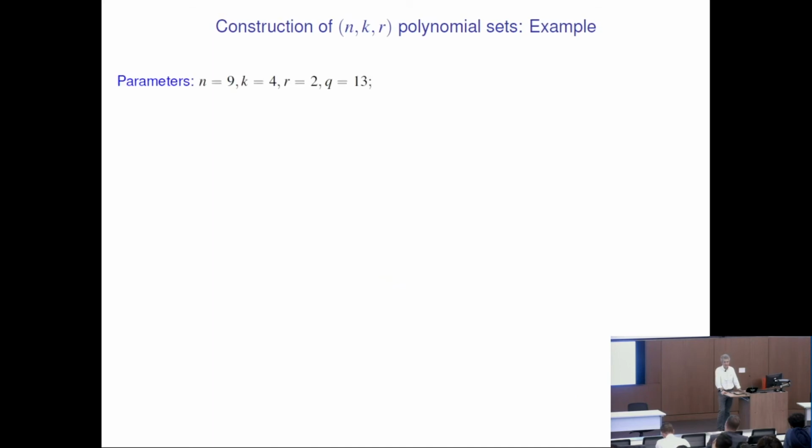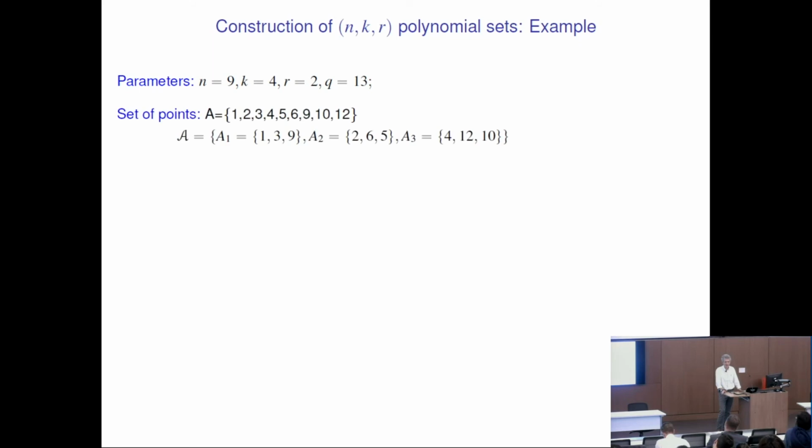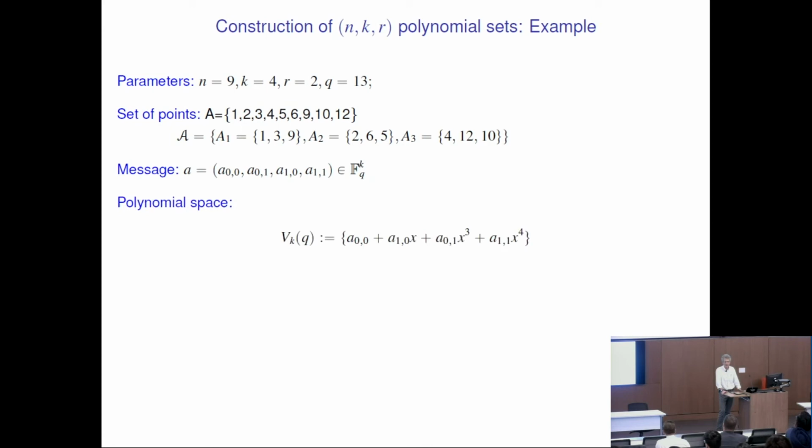So let us say I'm encoding 4 chunks of data into n symbols. So my code is of length 9 and it encodes 4 symbols of the data. Let us say my set of points over the field of 13 elements is from 1 to 12, so all computations are modulo 13. Let us say I split the points into 3 disjoint groups, shown here A1, A2, and A3.